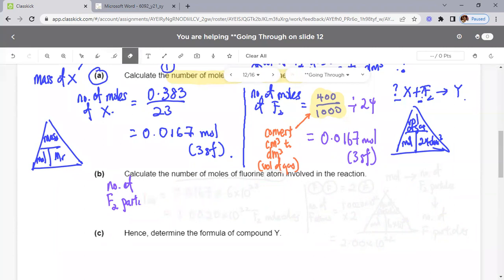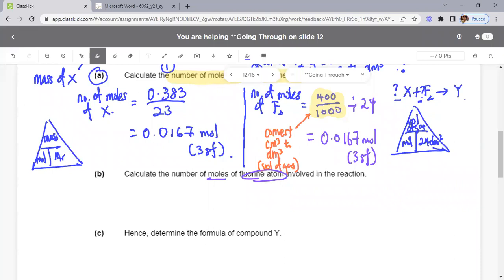Okay, to clarify this. I realized this is the number of moles of the fluorine atom. So let's rewind. This one is just looking at the F2. So I go back to the same concept. This is a fluorine molecule. This consists of 2 fluorine atoms. So if I know that I have 0.0167 mole of F2, okay, how many moles of F atoms will I have?